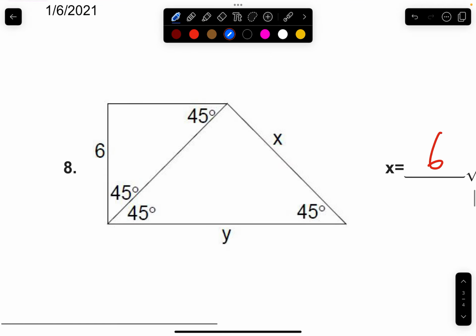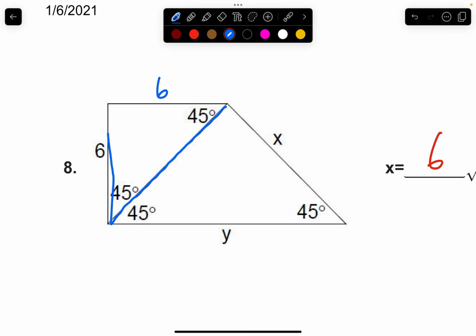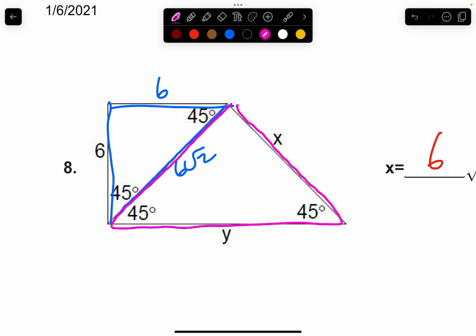Number 8 over here, the 2 legs are going to both be 6. I'm going to focus on this triangle. The 2 legs would both be 6, and the hypotenuse would be 6 times root 2. Shift my focus to this pink triangle. Now the hypotenuse is down here, right? That's the side across from 90.